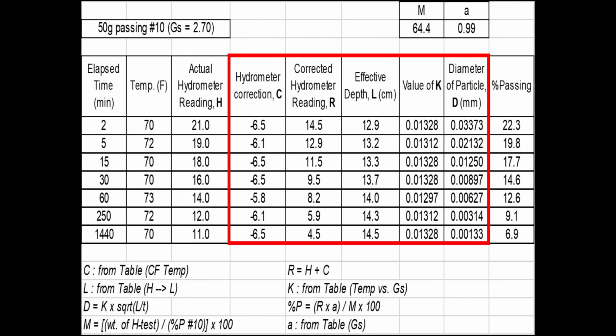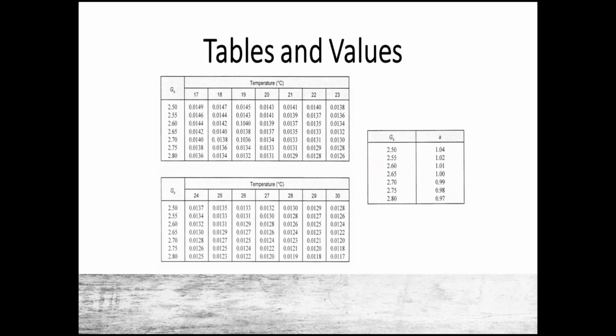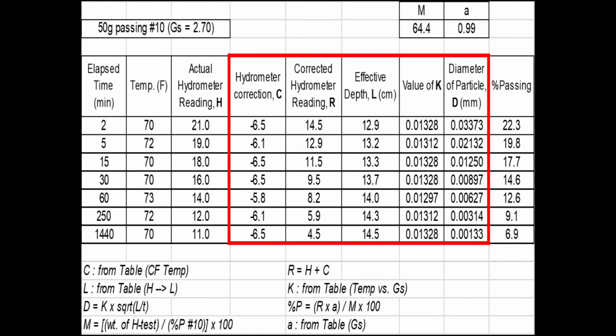The next value to be looked up is the K factor. This is pulled from the temperature versus specific gravity table, which we are assuming to be 2.70 for this experiment sample. Next, to calculate the diameter of particle D in suspension in millimeters, compute K times the square root of L over T, all in the given units found earlier.